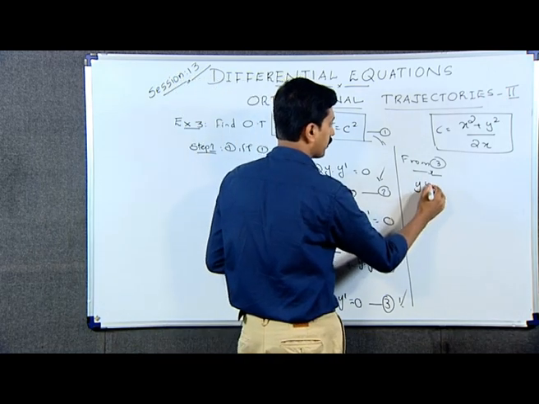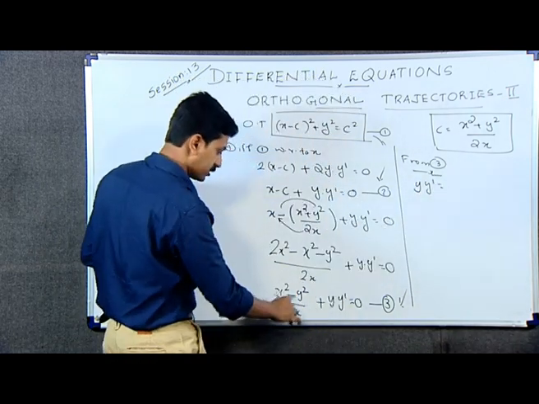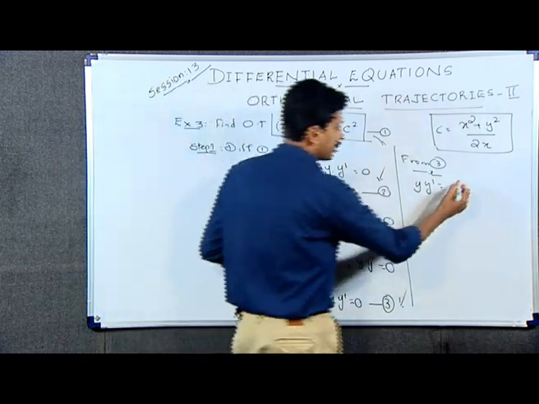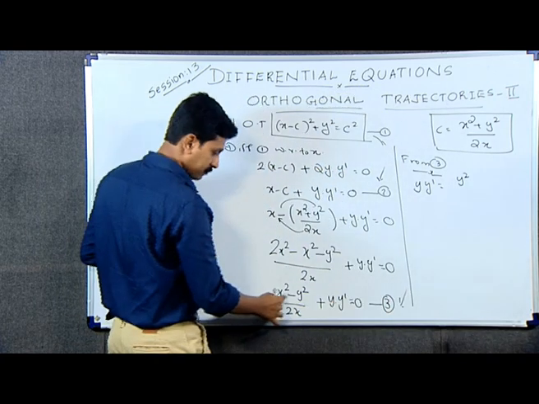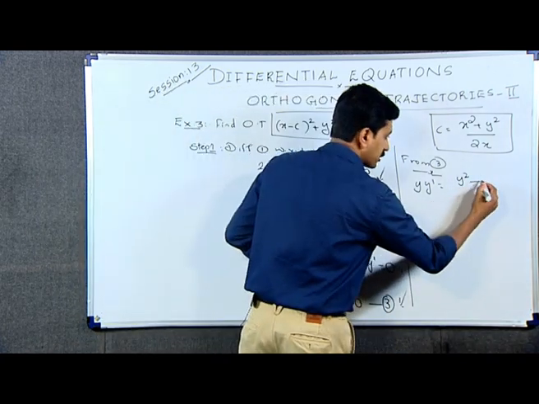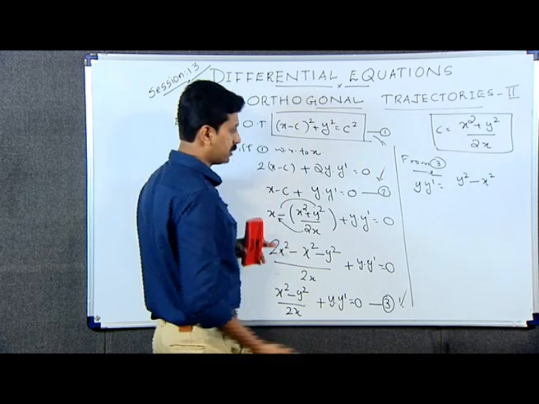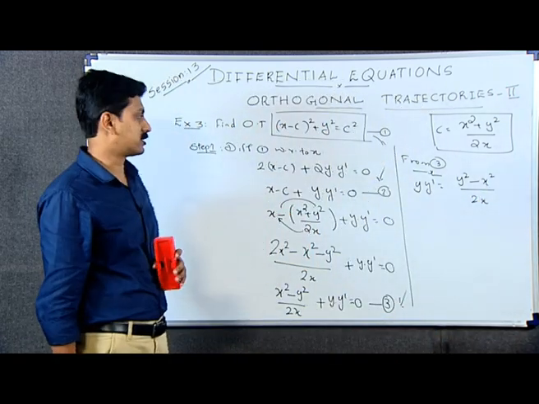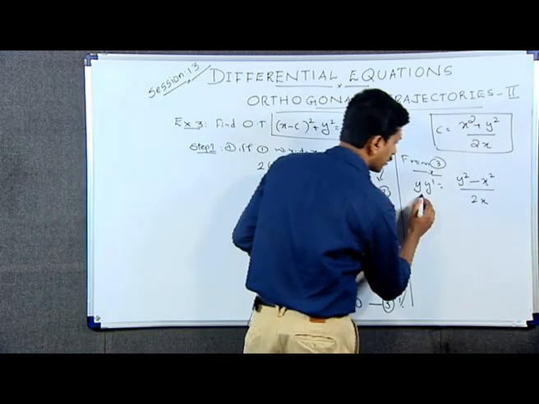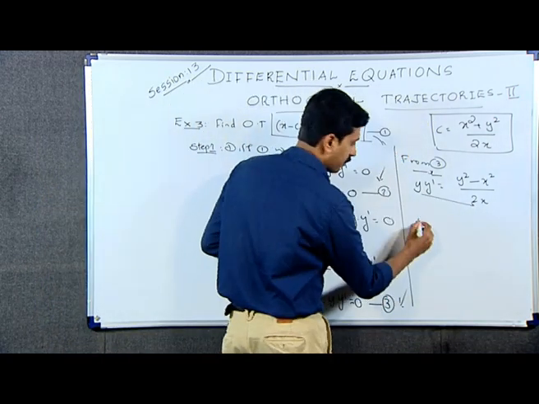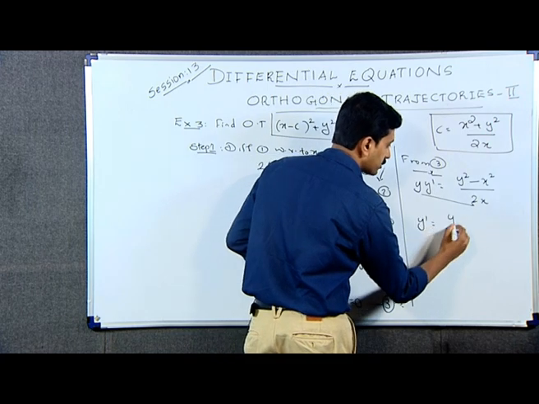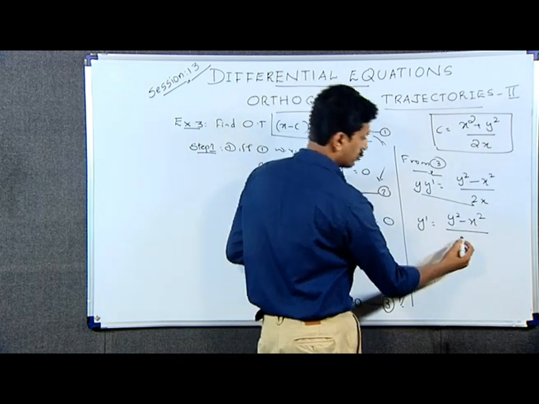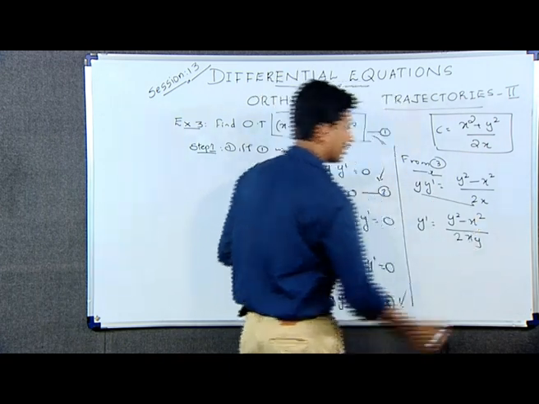I am taking y dash is equal to, taking this to the opposite side, therefore a minus sign will come. So minus y square will be plus y square, and minus x square will be plus x square, divided by 2x. Therefore, taking y here, y dash is equal to y square minus x square divided by 2xy.